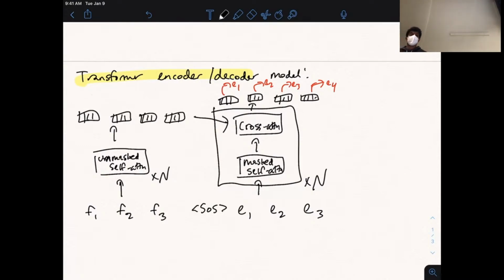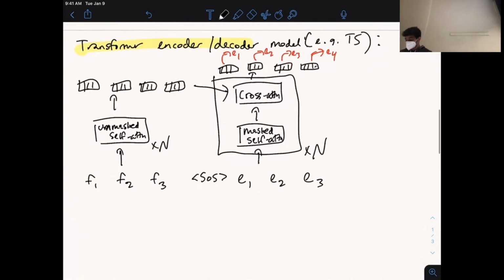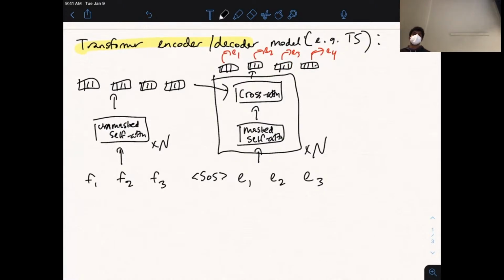So this is not just useful for machine translation. One example of this that we will talk about in a couple of weeks is called T5. And there's also variants of T5, like multilingual T5 and so on. These are encoder-decoder models that are trained with a self-supervised objective like language modeling. So we will talk more about these later on in the semester.